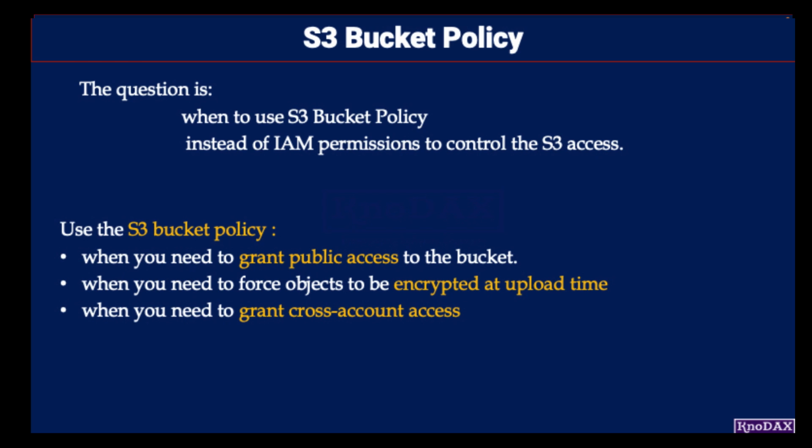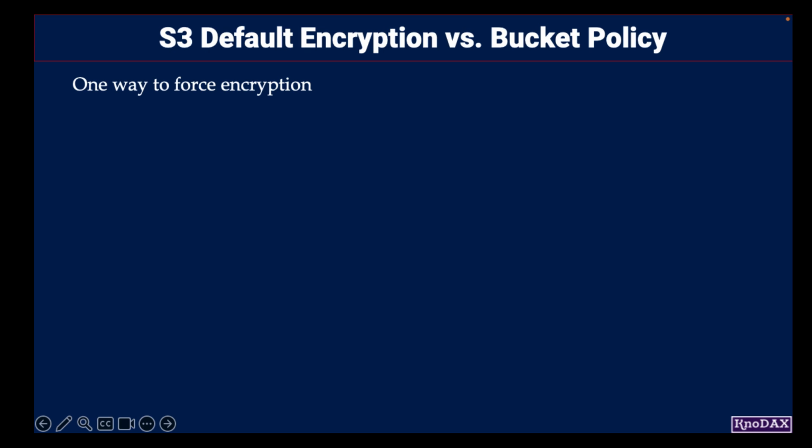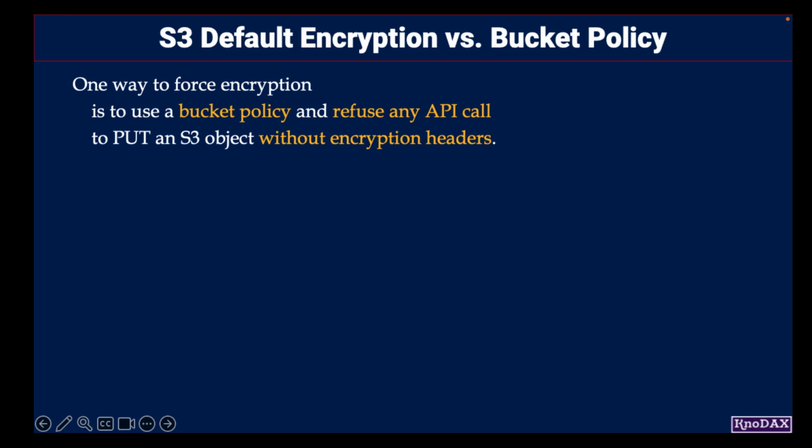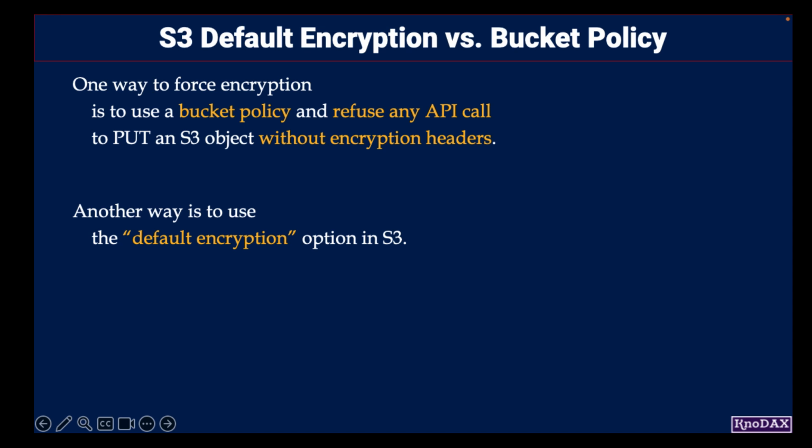Let's talk about S3 default encryption versus bucket policies. One way to force encryption is to use a bucket policy and refuse any API call to put an S3 object without encryption headers. Another way is to use the default encryption option in S3.